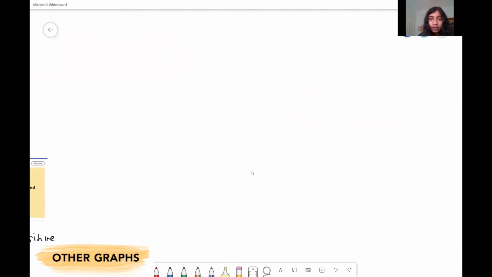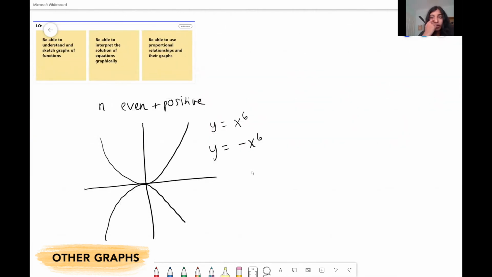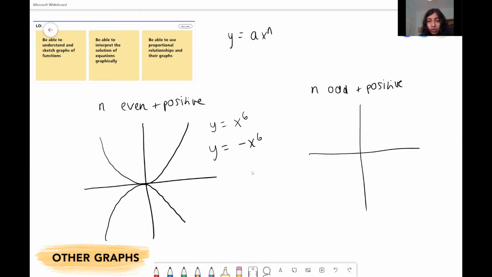And otherwise, another version you could have is if n is odd and positive. So this is talking about the general case, like a x to the power of n. If n is positive and odd, you'd always have something that would go from one corner of the graph to the other, so something like this. So that's like if it was y equals x to the power 3, and then if it was negative, like y equals minus x to the power of 3, it would just go the other way, something like this.